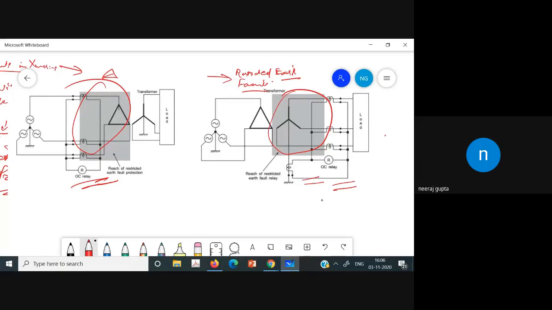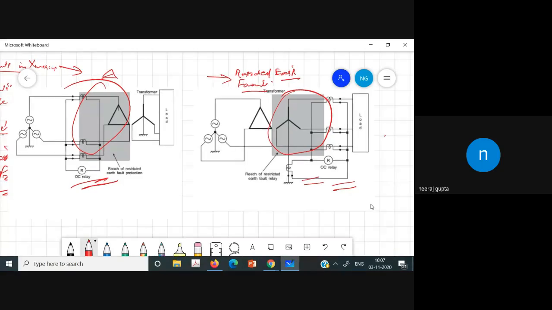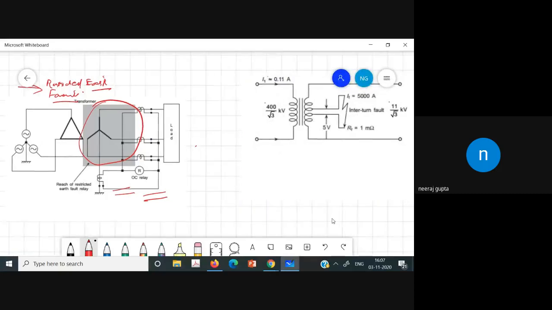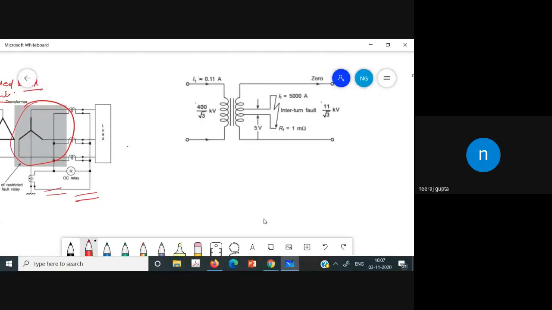Now, one more fault in the transformer is the interturn fault. Interturn faults cause heavy current to flow through the shorted turns. If the turns are shorted, then a large amount of current flows through them. However, the current that is reflected on the other side is very small. So how can we show it?